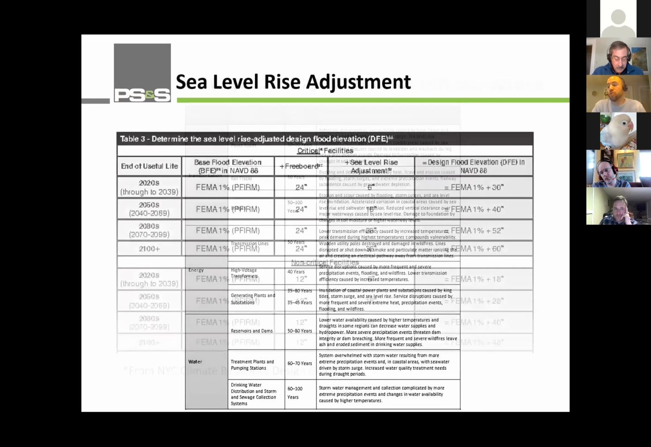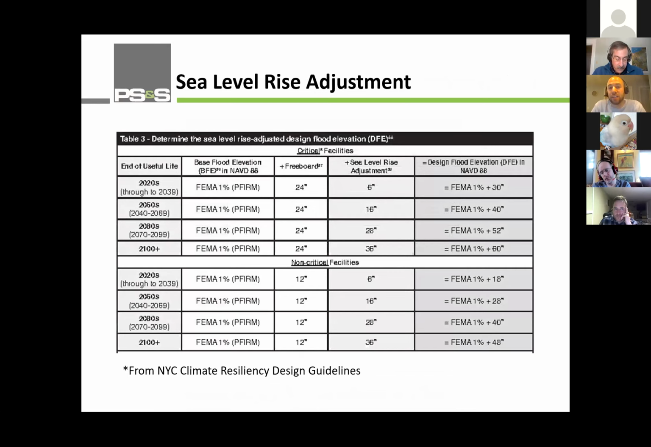So the New York Climate Resiliency Design Guidelines prepared something that took this into account. And I live in New York and work in New Jersey, so this is going to be geared a little bit more towards the tri-state area, but it's still applicable. What we're looking at here, in the first column, is that they take the base flood elevation and add freeboard, whether it's a critical facility or non-critical facility. This is what's in the New York regulations: 2 feet of freeboard for critical and 1 foot for non-critical, and then they apply the sea level rise adjustment.